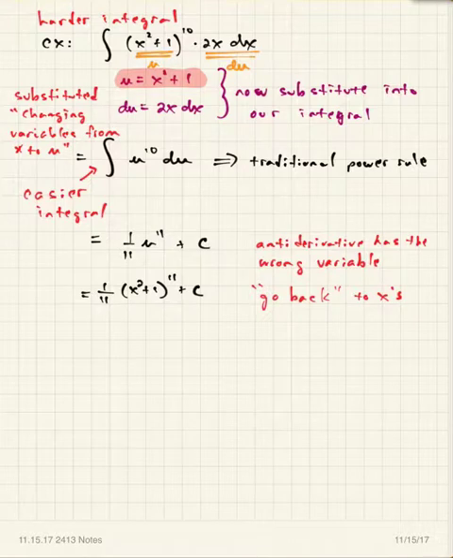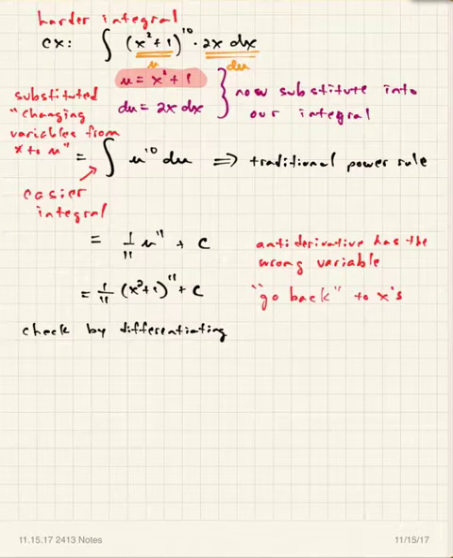Now remember that you can check this. You can always check an antiderivative, and you check by differentiating. Now you're not always going to do this, but it's not a bad thing to be thinking about that what you're finding is a function whose derivative is the original function.